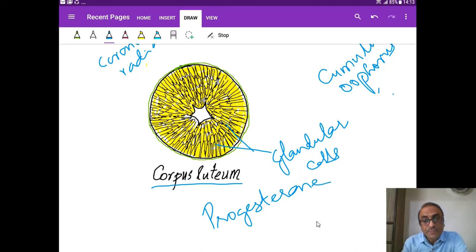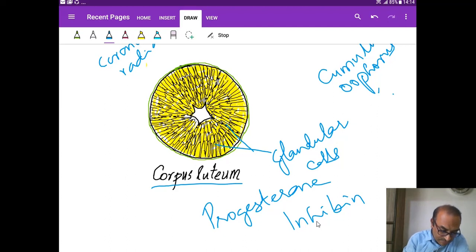Actually, the corpus luteum is found to produce progesterone as well as one more hormone called inhibin, which will stop the release of FSH when it is not needed. And not only that, the corpus luteum is also found to release relaxin.